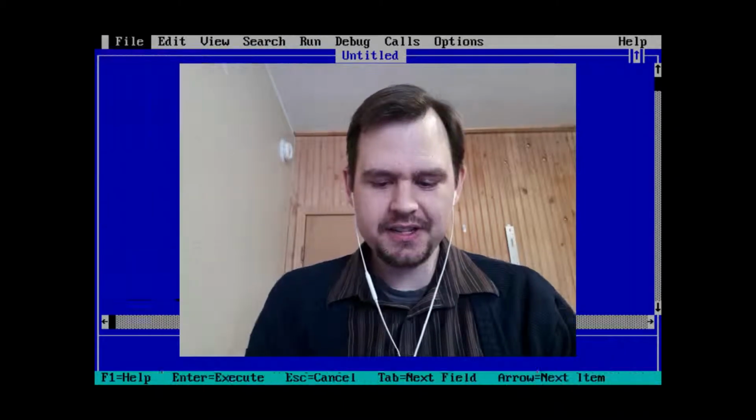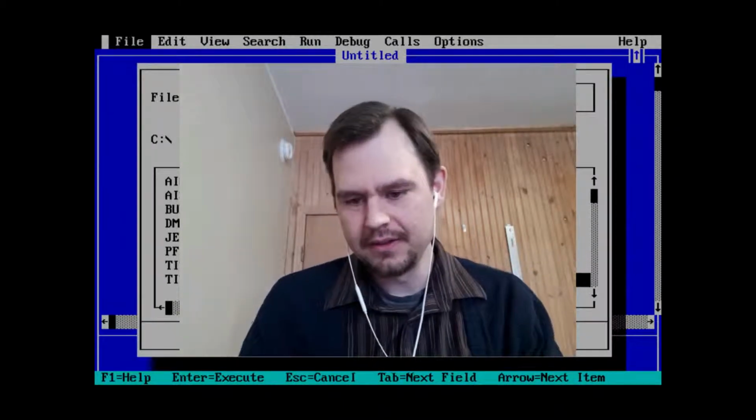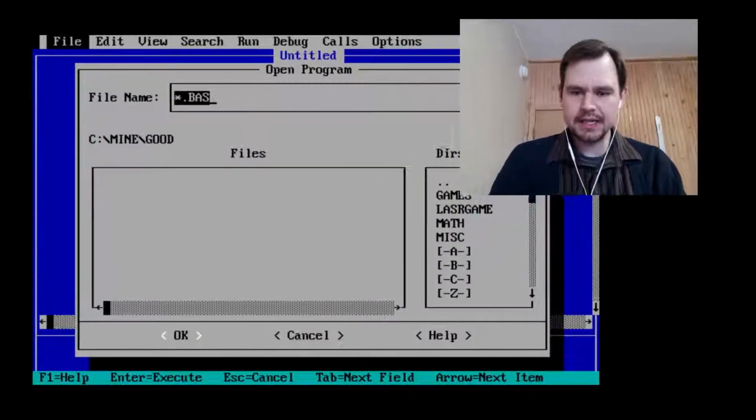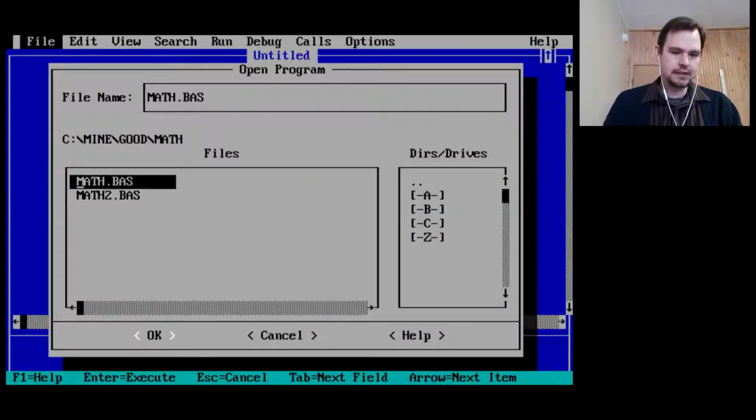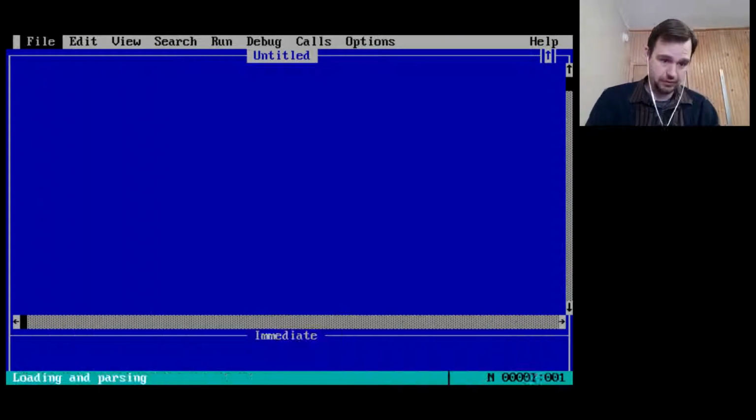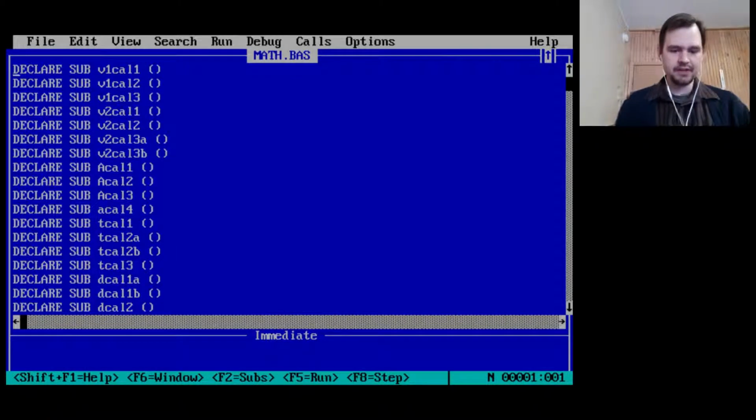Today we're going to look at something called math, which is of course mine, and it is in the good math folder. So let's have a look at this. Wow, there are a lot of subroutines. All right. B1, B2, AT, D, M, or F.